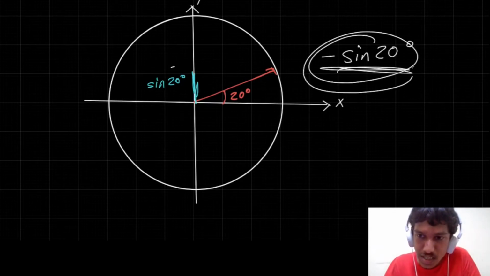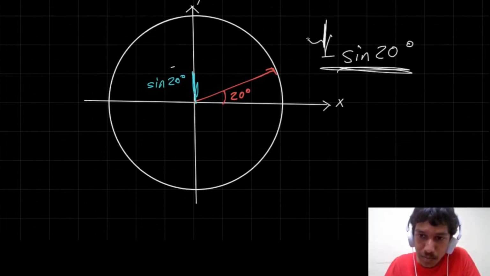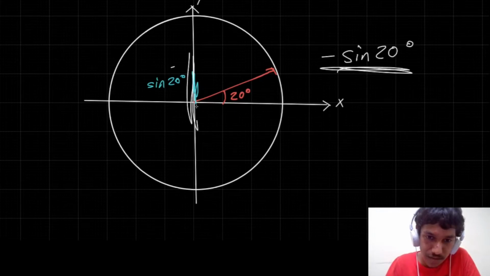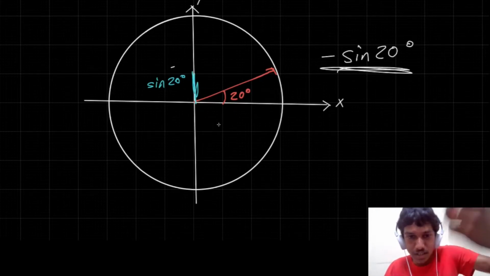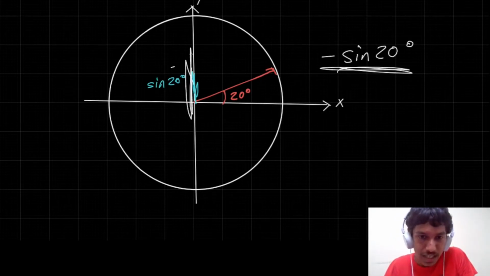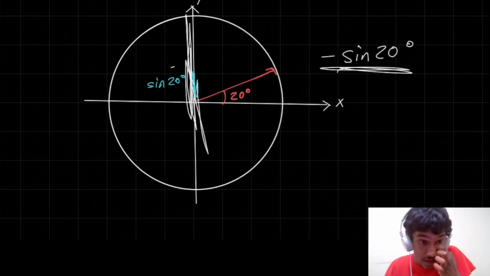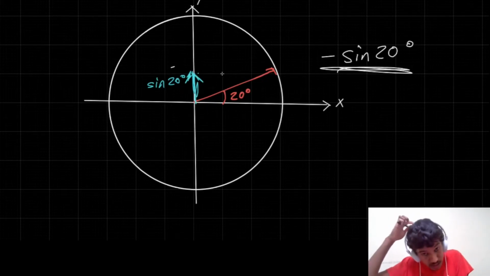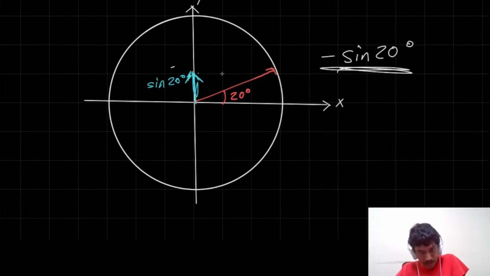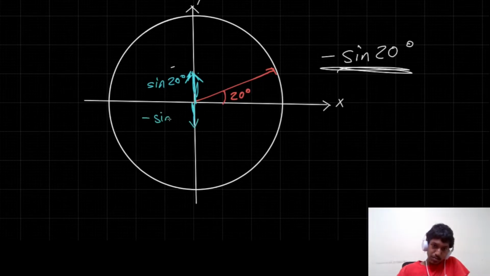So what negatives mean in terms of this is we're going in opposite directions. In this case, with the sine, you're talking about the y coordinate. So if it's sine 20, it's a positive y coordinate. So minus sine 20 is we just flip it. We flip it. So you say this is minus sine 20 degrees.